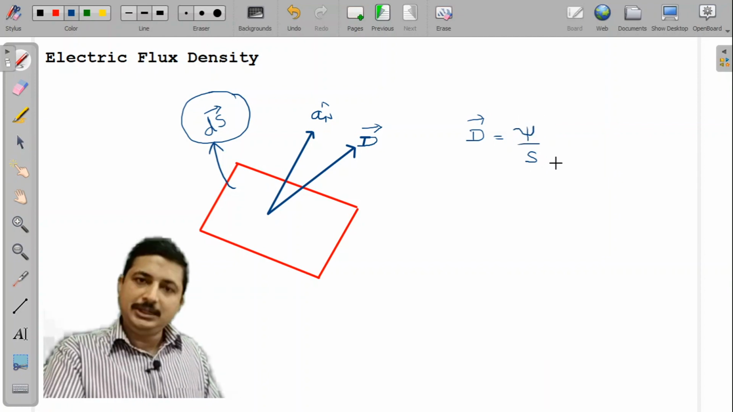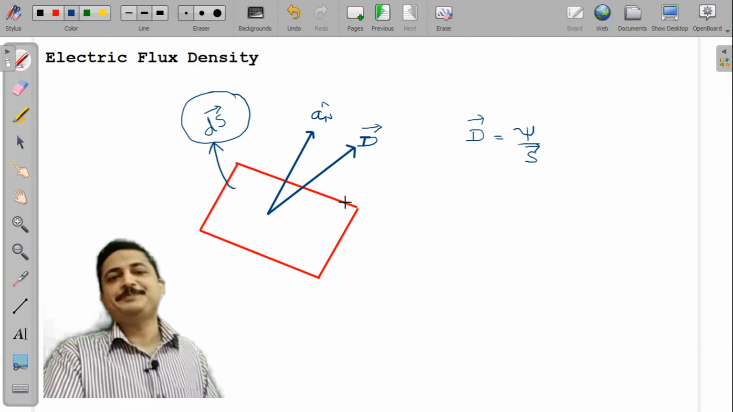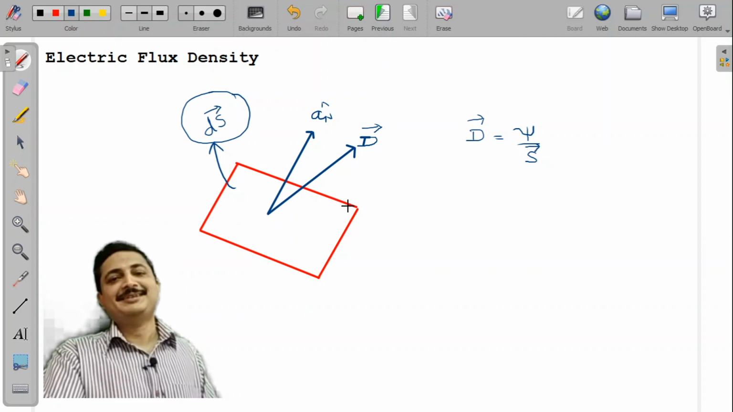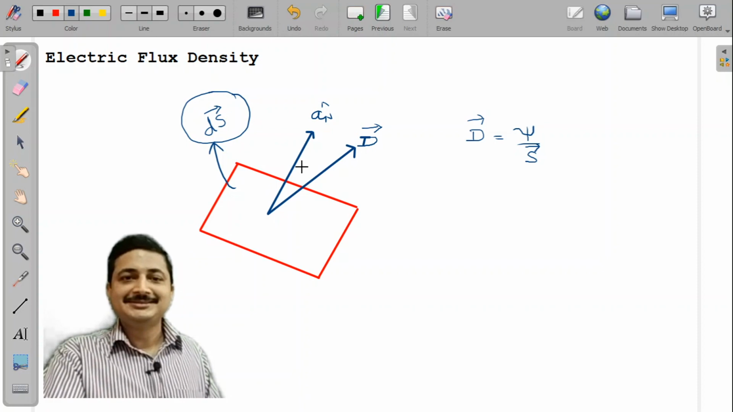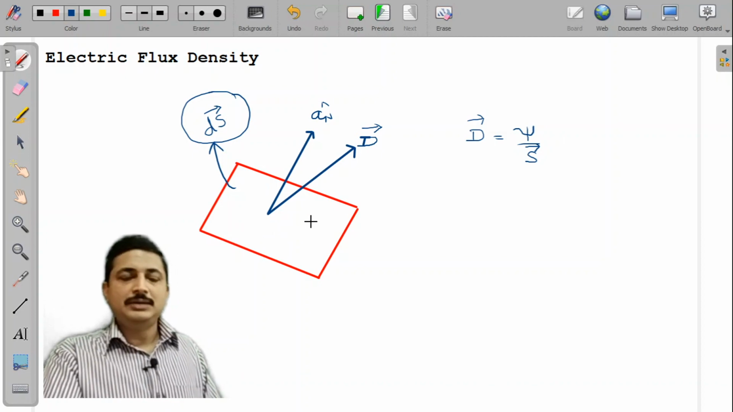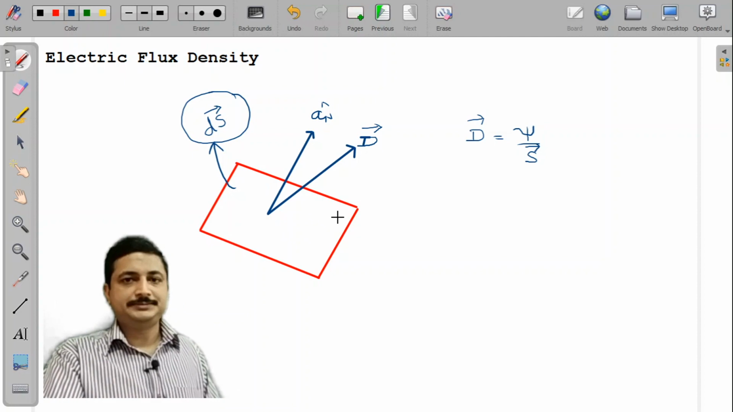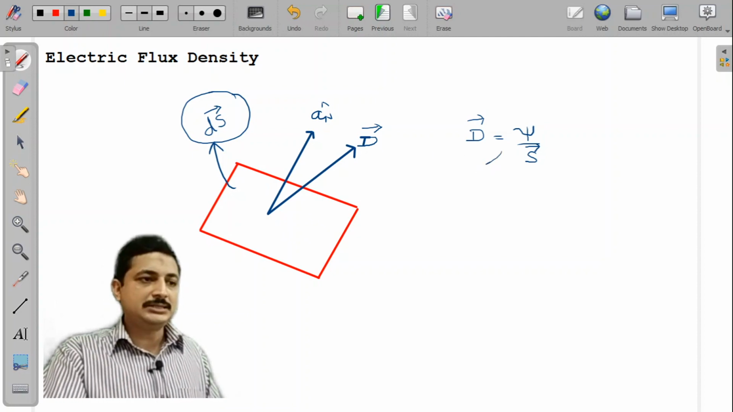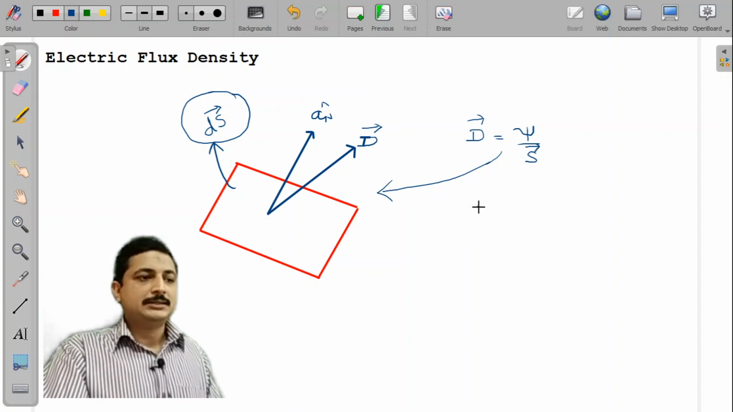Now the right hand side should be a vector because the left hand side is a vector. So the only way to make it so mathematically is that this S should be a vector. And that makes sense, because S has to be a vector, then only I can define all this. So mathematically as well as geometrically, we understand that surface area should be considered as a vector.